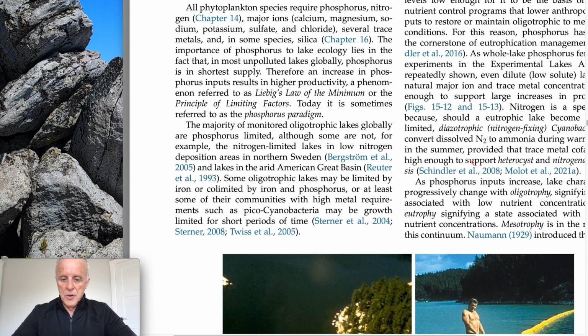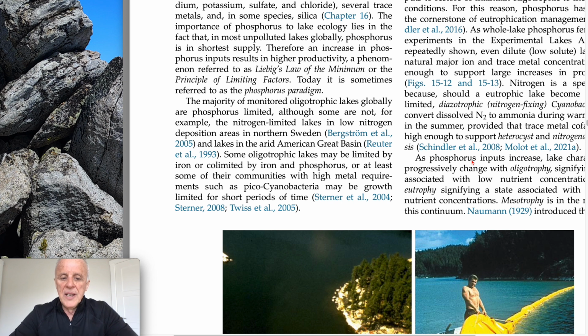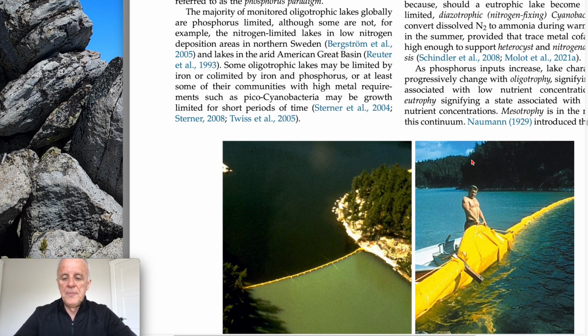The majority of monitored oligotrophic lakes globally are phosphorus limited, although some are not. For example, the nitrogen limited lakes in low nitrogen deposition areas in northern Sweden and lakes in the arid American Great Basin. Some oligotrophic lakes may be limited by iron or co-limited by iron and phosphorus, or at least some of their communities with high metal requirements, such as picocyanobacteria, may be growth limited for short periods of time.